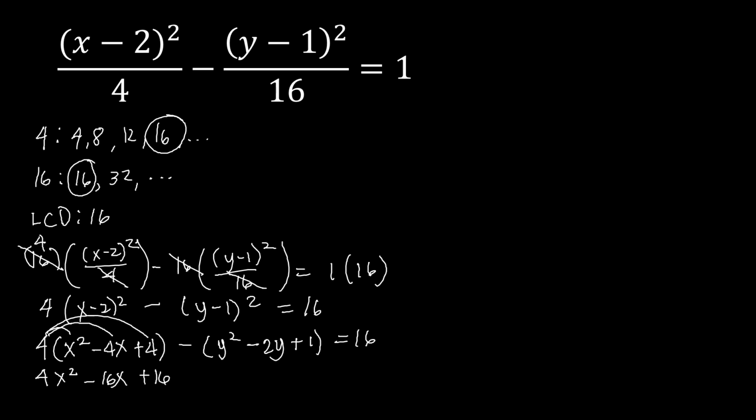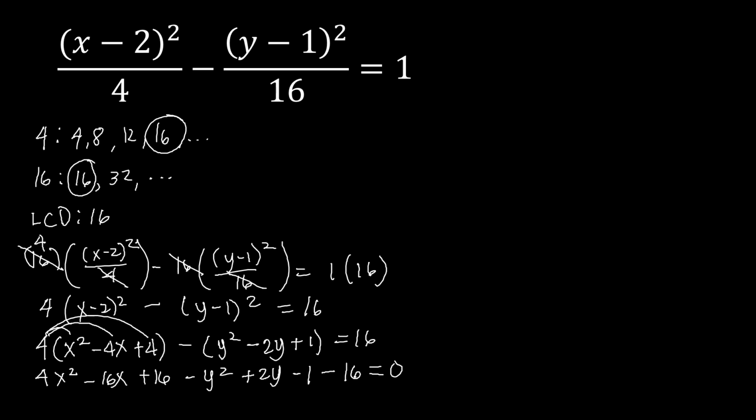And then here on the second group, we are going to distribute the negativity inside. Once we distribute the negativity inside, all of the signs in this group will change. So from positive y squared, that will be negative y squared. From minus 2y, that will become plus 2y. From plus 1, that will become minus 1. And we move our 16 to the other side. So from positive 16, that will be a minus 16 here, and that's equal to 0.